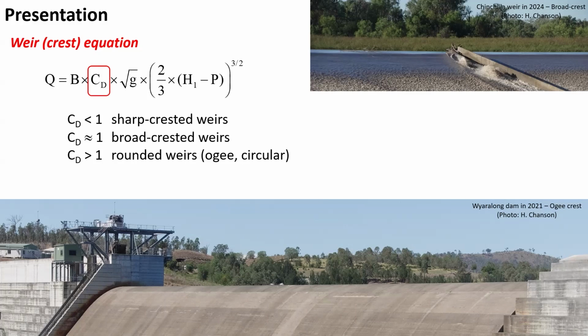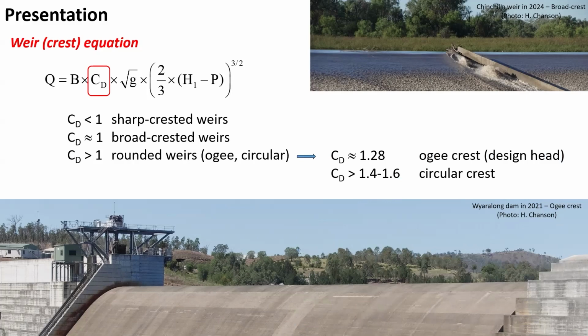CD is about unity for a broad crested weir, is less than 1 for a sharp crested weir, and is greater than 1 for rounded weirs, with values of 1.28 for an OG crest at design head on a tall weir, and values that may reach and exceed 1.4 to 1.6 for a circular crest.